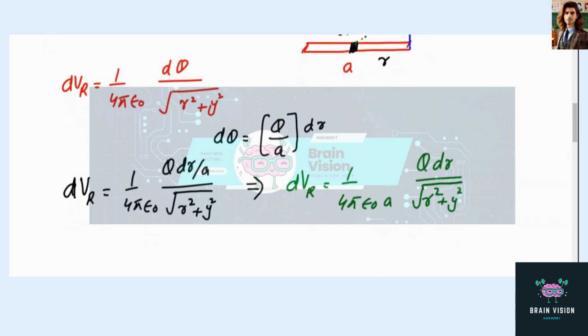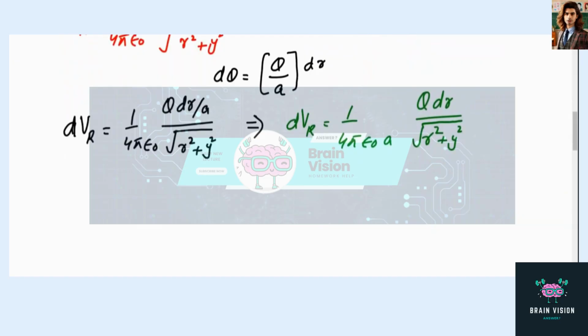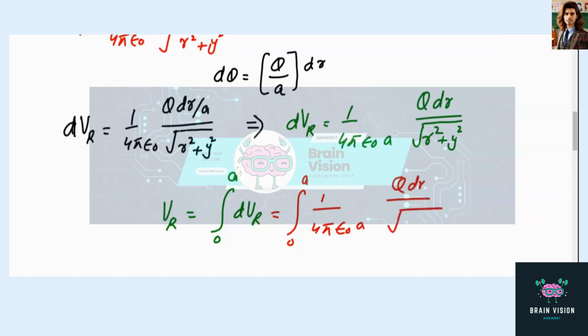Now the total electric potential due to this rod can be computed by integrating the above value. That is, electric potential due to rod at point R is equal to the integration of dVr from 0 to a, and we have dVr equal to 1 upon 4 pi epsilon naught a q dr divided by square root of r squared plus y squared.